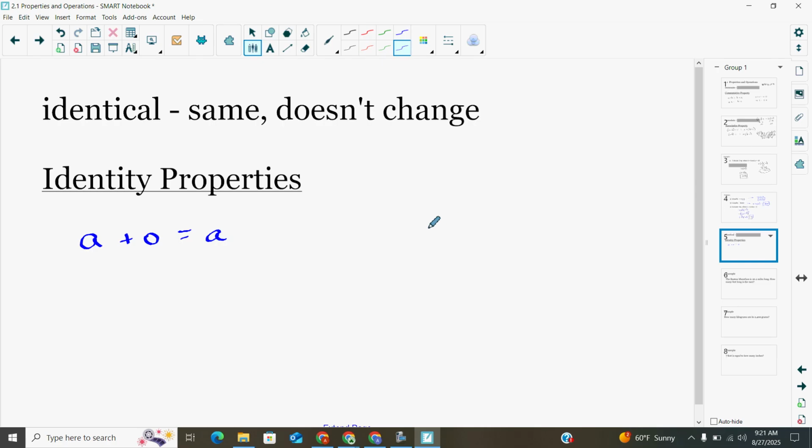And we also have one for multiplication. What do I multiply by to get the same thing back? Times 1, right? A times 1 is A. Nothing shocking there. So there's properties. We also want to talk through conversions.